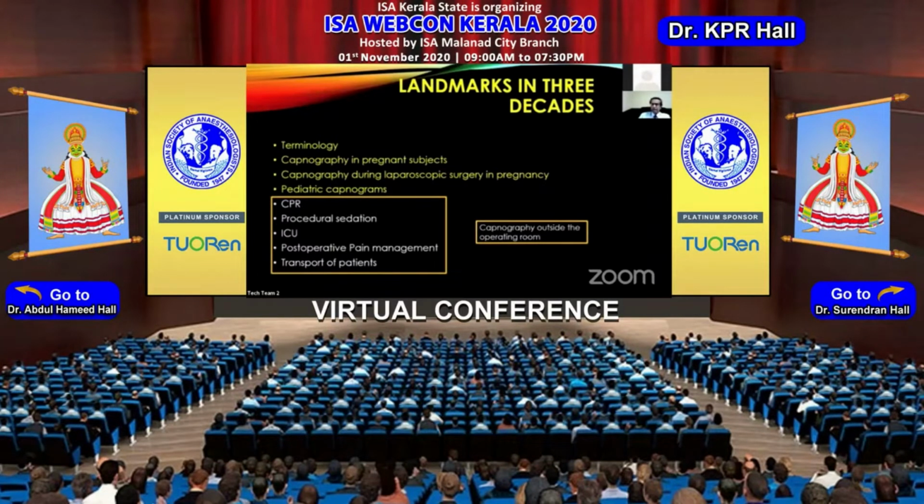In fact, many states in the United States mandate the use of capnography by the ambulances or the first care providers in the field area too. So they are actually taking full advantage of capnography, not only during intubation, but also transport to the emergency departments and other institutions. So these are the various landmarks that have occurred in capnography in the last 3 decades.